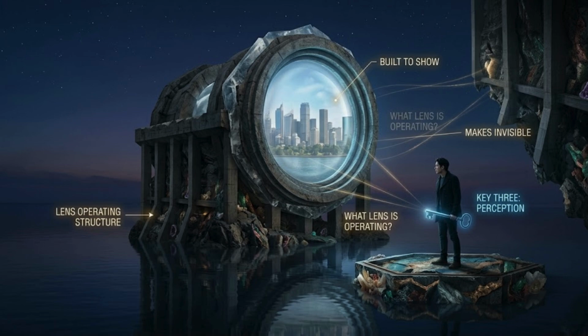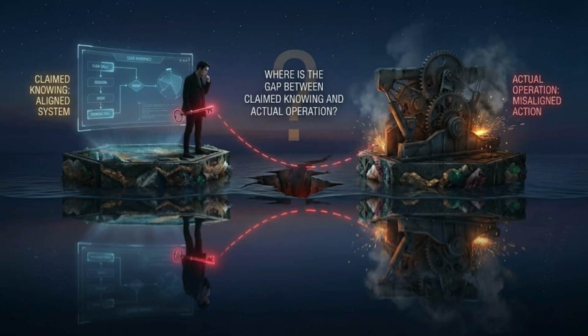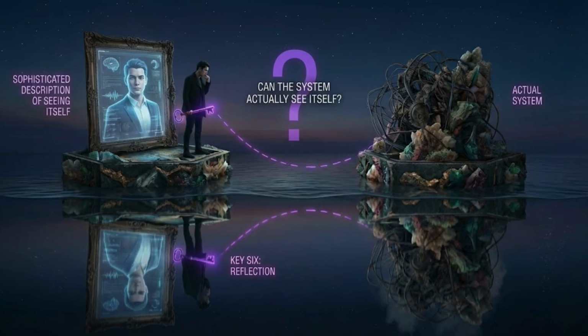Key 3. Perception. What lens is operating? Not what it shows. What it was built to show, and what that building makes invisible. Key 4. Choice. Where does the agency actually live in this system? Not where it claims to live, where it actually operates. Key 5. Action. Does what the system does align with what it knows? Where is the gap between the claimed knowing and the actual operation? Key 6. Reflection. Can the system actually see itself? Or is it producing a sophisticated description of what seeing itself would look like?